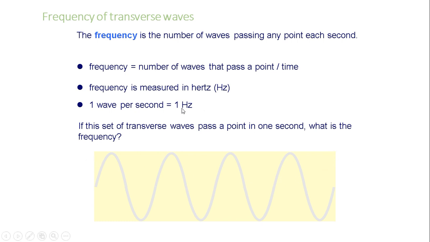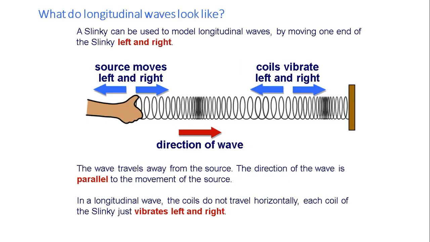One wave traveling per second is called 1 hertz. So for 4 waves traveling, we give it 4 hertz. Hertz is a unit for frequency. How many waves are passing through a point in 1 second? If it's 1 wave, 1 hertz. If it's 4 waves, 4 hertz. If it's 10 waves, 10 hertz. What do longitudinal waves look like?